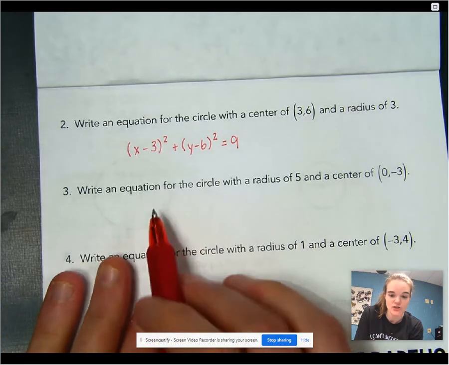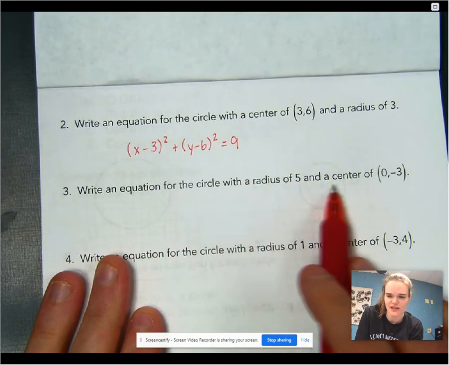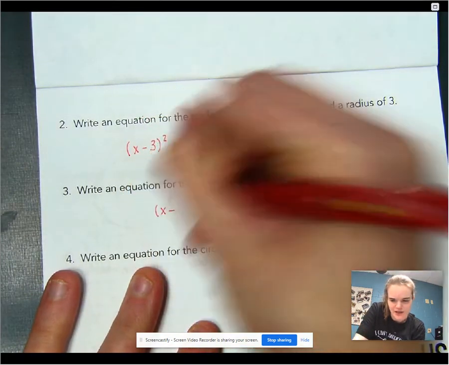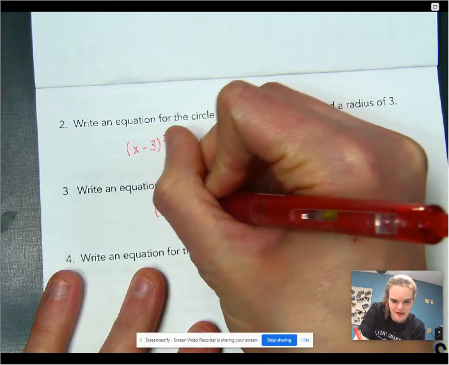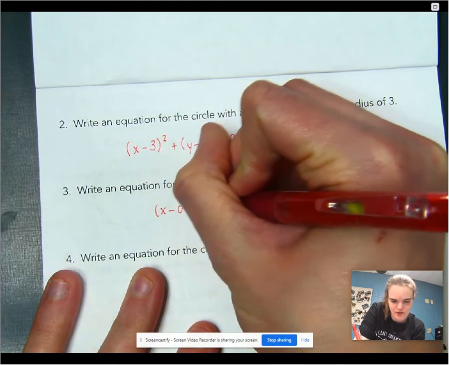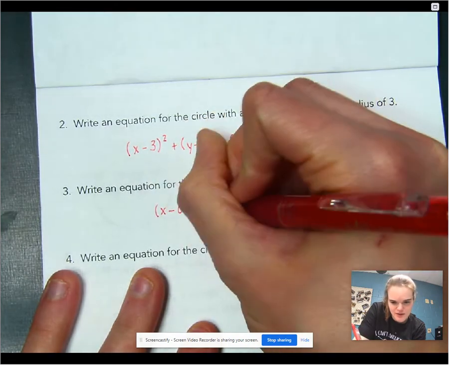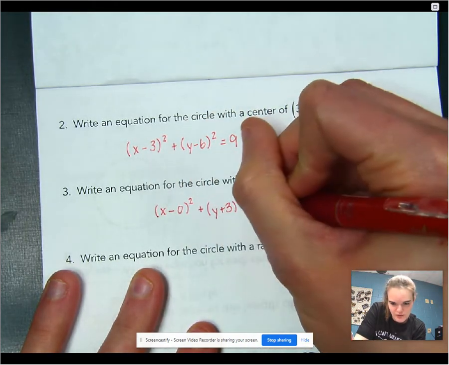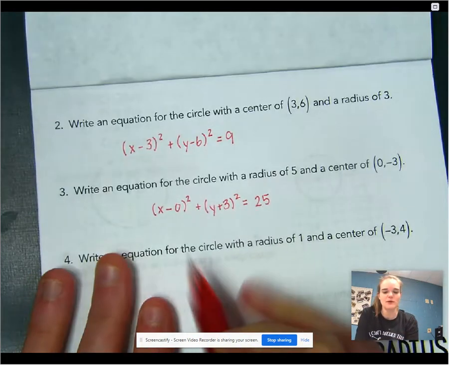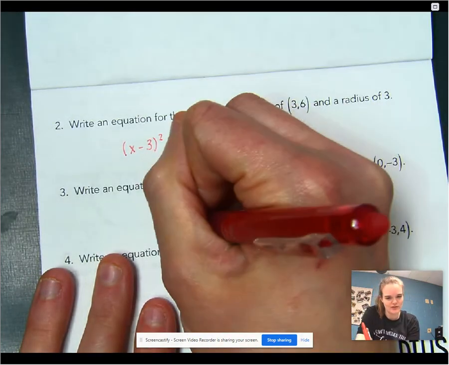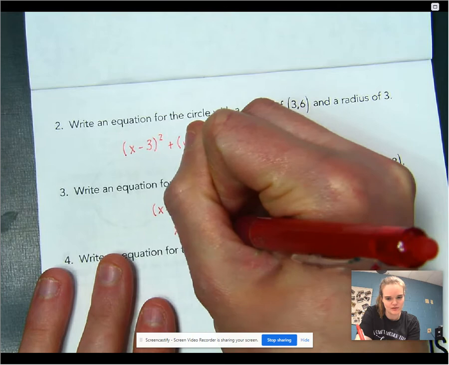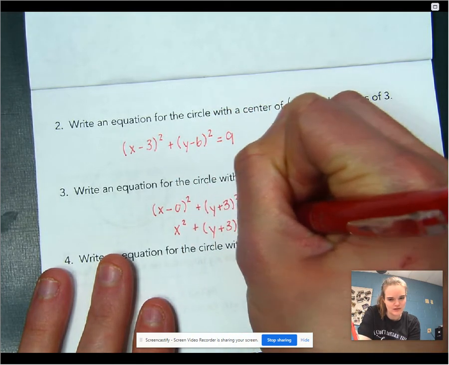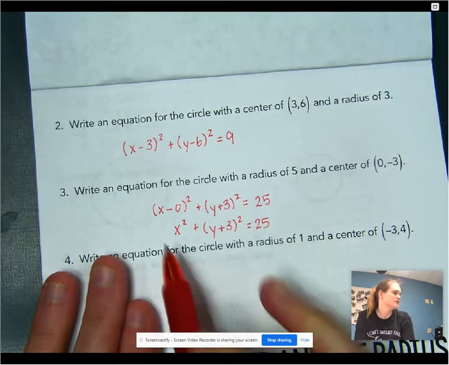All right, write an equation for the circle with a radius of 5 and a center of 0 comma negative 3. So x minus 0, we're going to come back and talk about that, squared, plus y plus 3 squared equals 25. If you ever have x minus 0 squared, it's the same as just having x squared. So that one can be simplified.